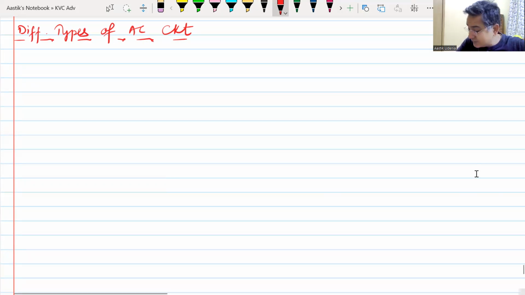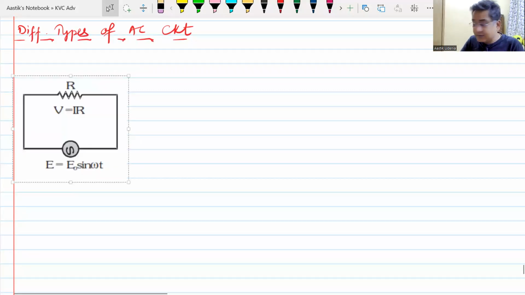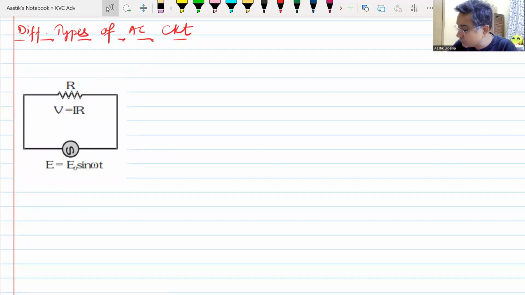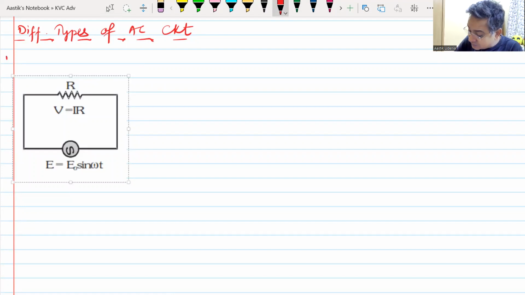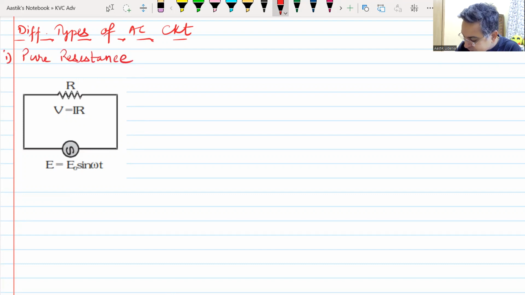That circuit, the simplest circuit, is a circuit which has only one element, and that first element that we are going to deal with is resistor. So case number one, pure resistive circuit. We are going to deal with a circuit which has got pure resistance.